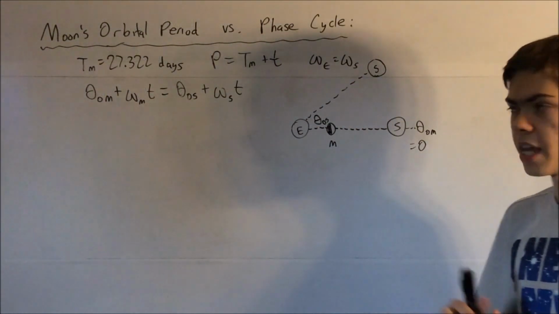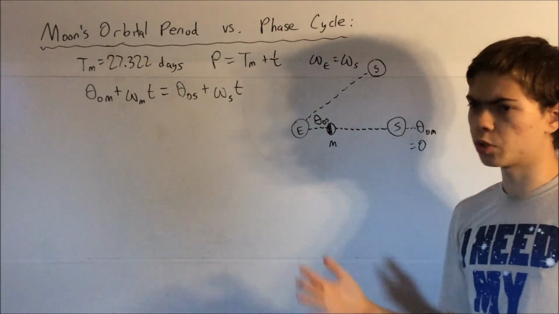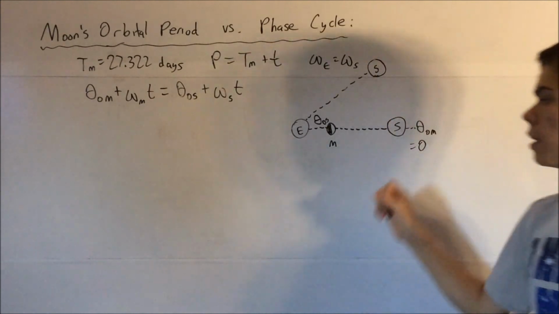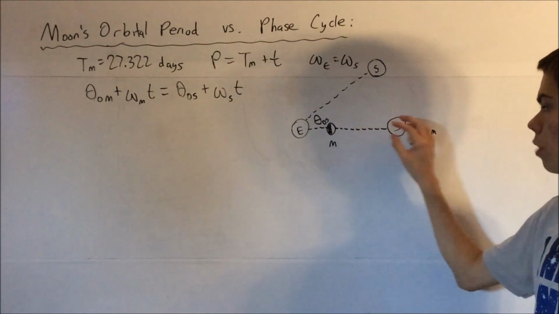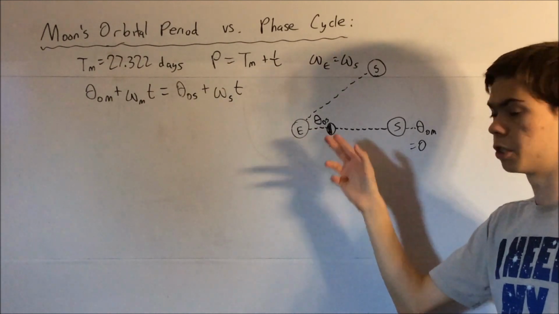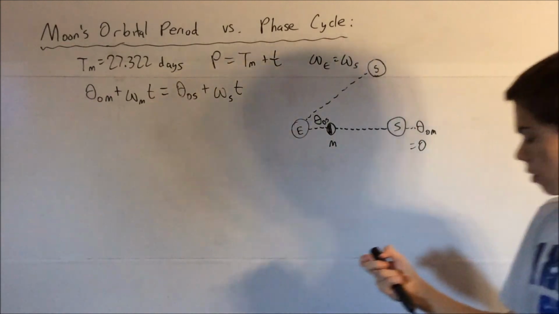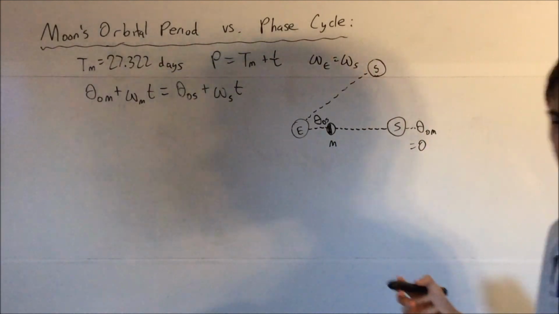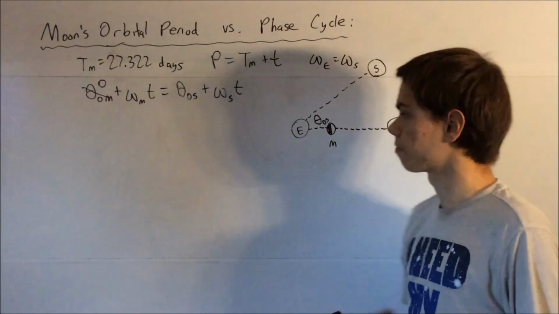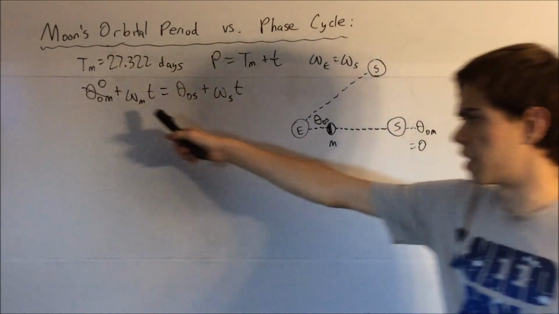Okay, so we're setting the final angular positions of the moon and the sun equal to each other so we can find when they will be in alignment, when the moon and the sun will both be in alignment with the Earth. And that would conclude the end of the phase cycle. Okay, so we said that the initial angular position of the moon is 0, so I'm just going to say that's 0.